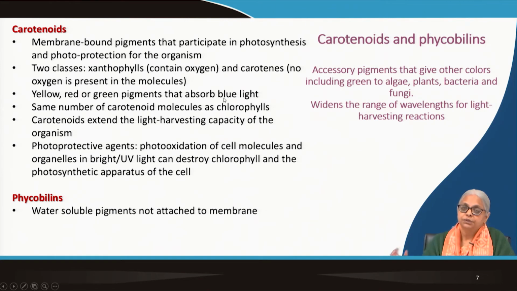Simply by absorbing blue light, they are protecting the rest of the material of the organism from damage. In general, the number of carotenoid molecules is equal to the number of chlorophylls, and I've already mentioned all the other points. And then we come to phycobilins. Phycobilins are also similarly pigmented molecules, but they are water-soluble pigments that are not attached to the membrane. So that again extends the capacity of the organism to harvest light energy.